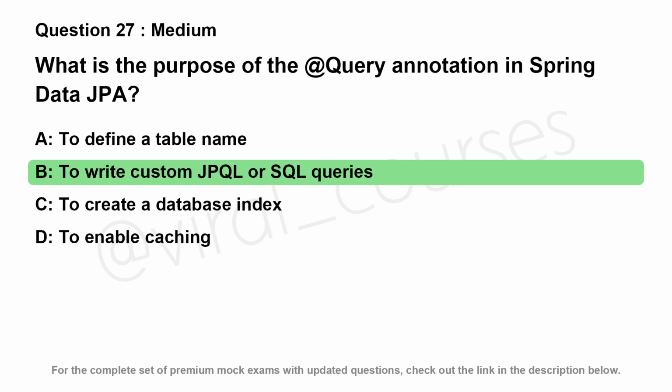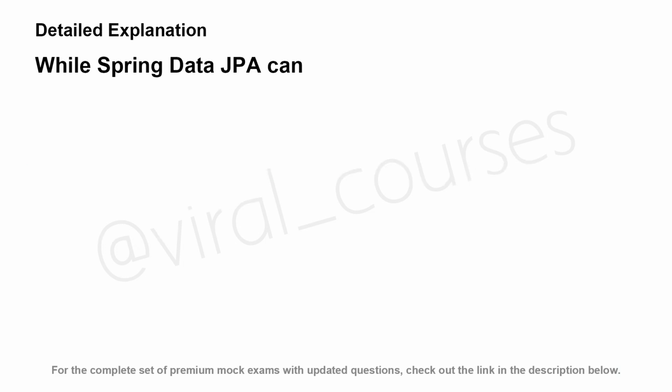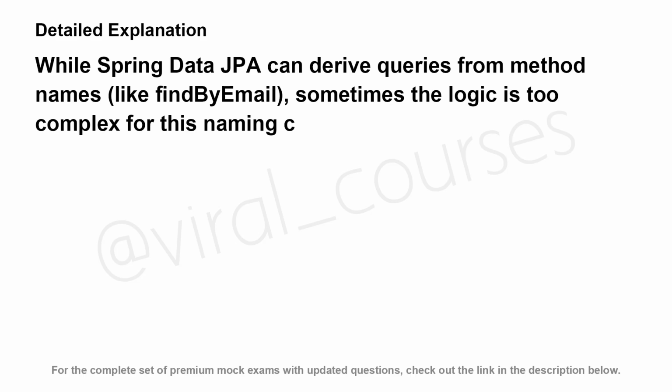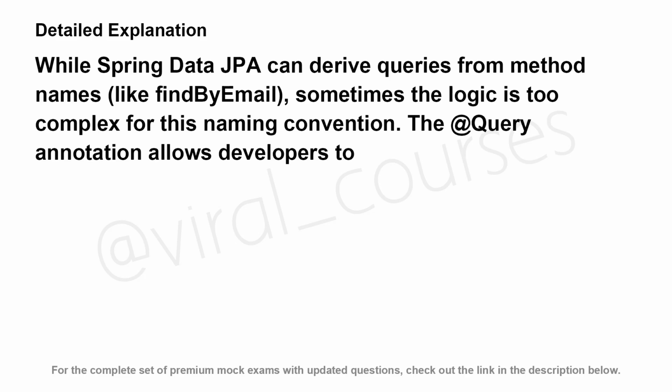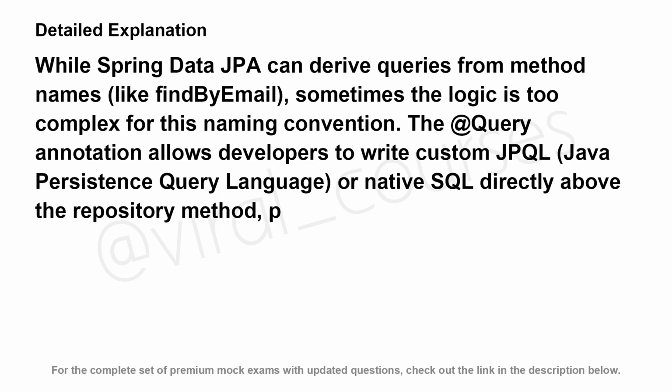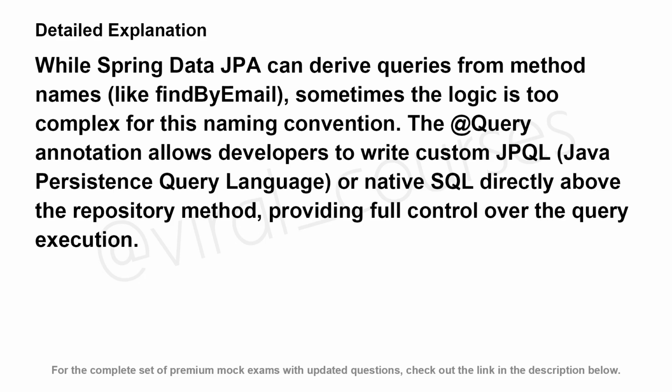The correct answer is B. While Spring Data JPA can derive queries from method names, like findByEmail, sometimes the logic is too complex for this naming convention. The @Query annotation allows developers to write custom JPQL, Java Persistence Query Language, or native SQL directly above the repository method, providing full control over the query execution.